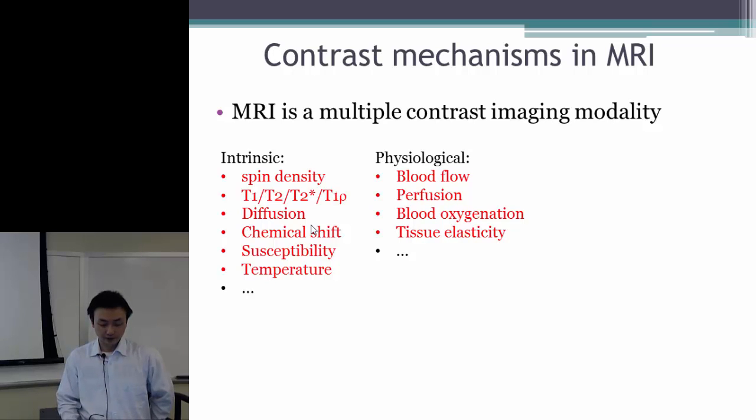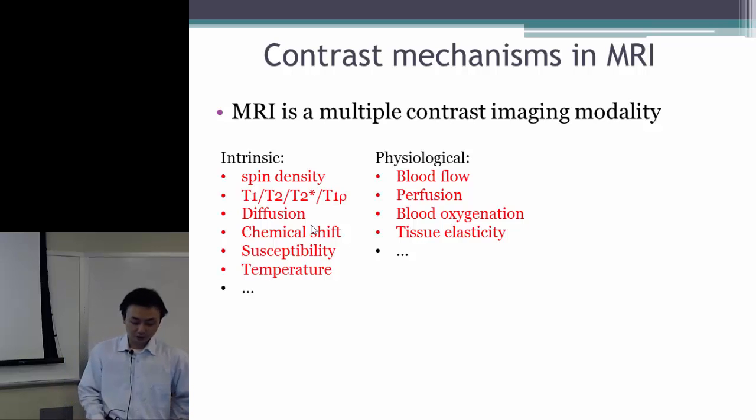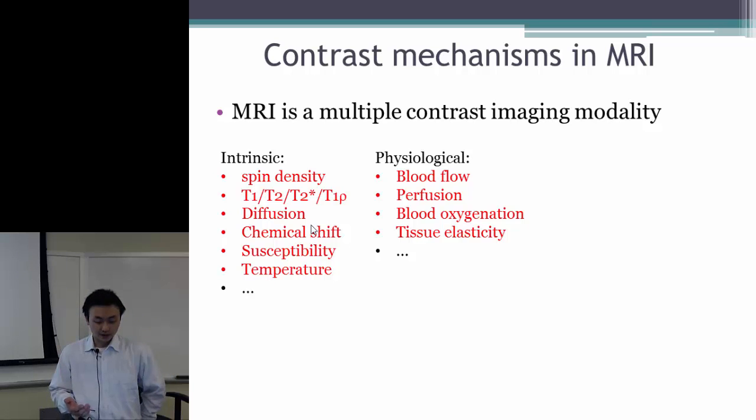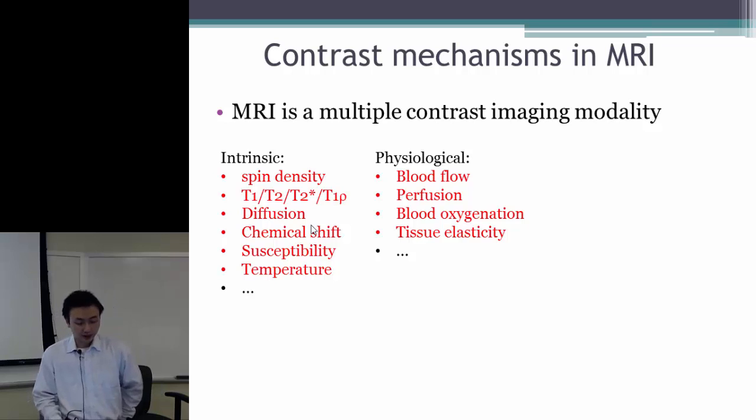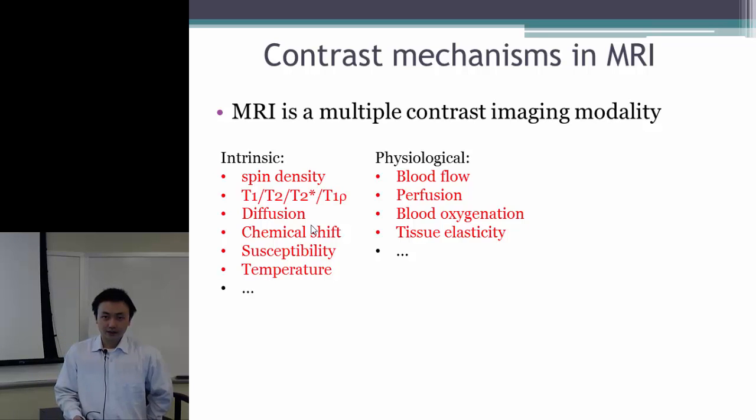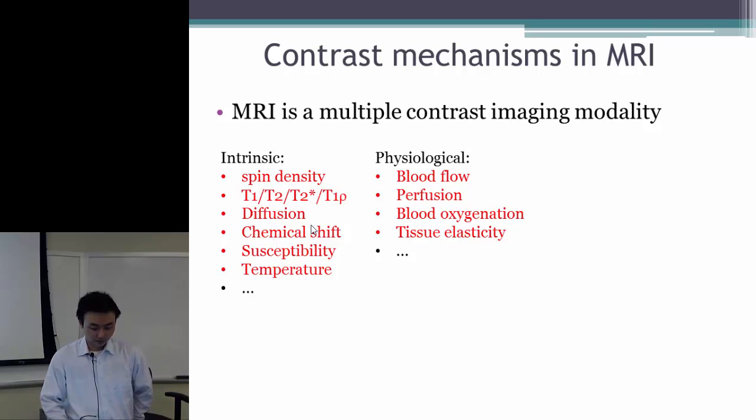And also the physiological parameters can be quantified. The blood flow, we can quantify how fast the blood is flowing, the velocity of the blood flow. Perfusion, we can quantify how much blood is perfused into the brain tissue. Blood oxygenation is used to quantify the percentage of the red blood cells that is oxygenated. And there is also tissue elasticity that can be quantified. For example, if there is a tumor inside a healthy tissue, normally the elasticity of the tumor is different from the normal tissue, and we can also quantify that.